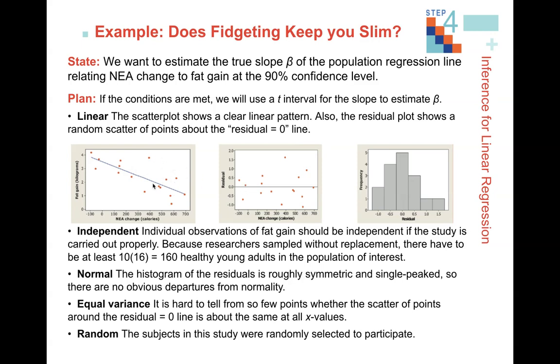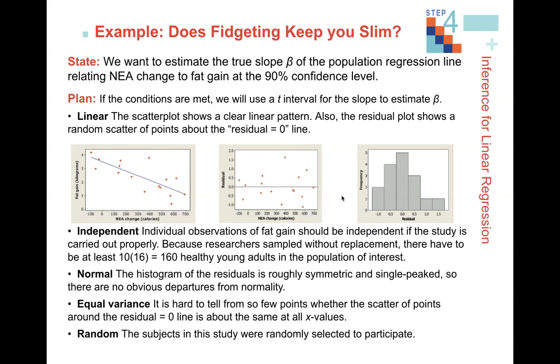This is the actual sample data. It's clearly a linear pattern. Independent and random, I'm going to skip. Normal: the histogram of residuals is roughly symmetric. So they used a histogram. Again, here I would recommend a normal probability plot, but they used a histogram and it looks unimodal and somewhat symmetric. Nothing crazy, nothing way too obviously off of normality.